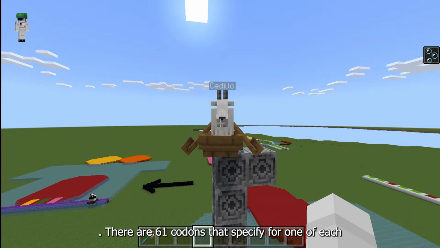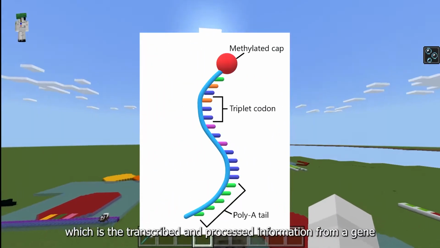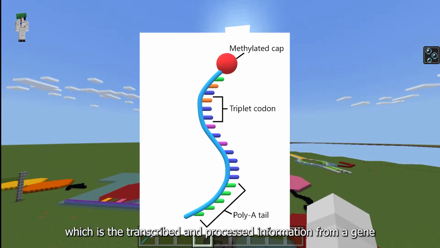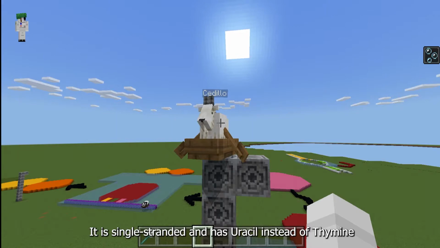There are 61 codons that are specified for one of each of the amino acids. Finally, we have messenger RNA, mRNA, which is transcribed and processed information from a gene. It's single-stranded and has uracil instead of thymine.